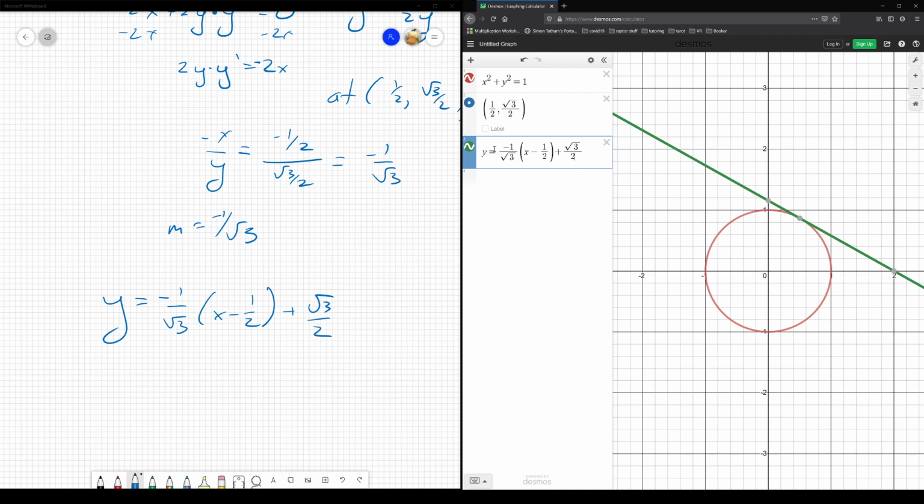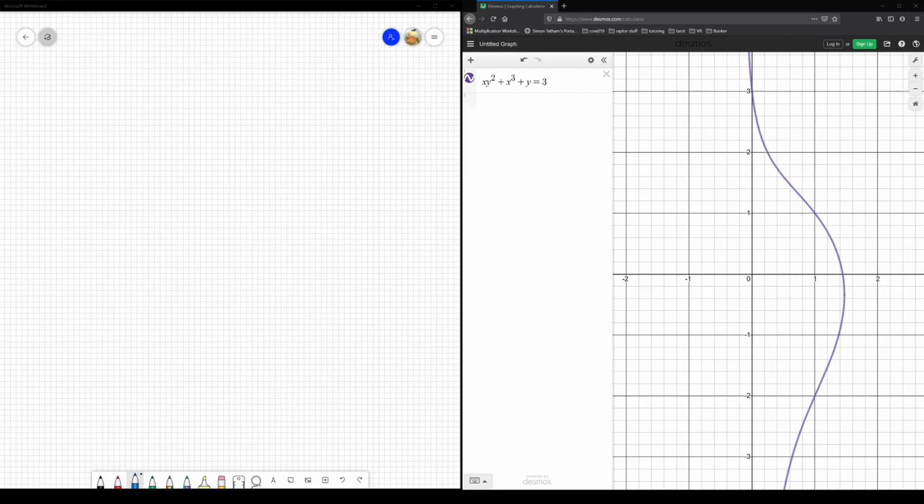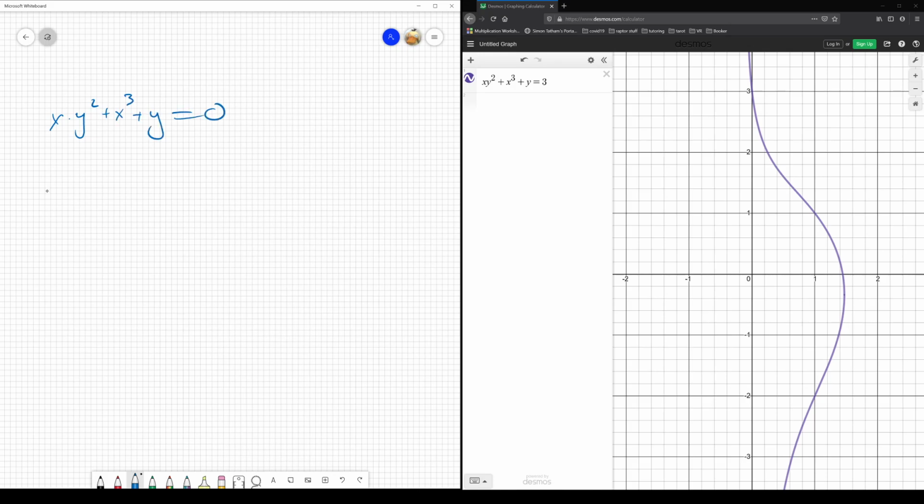So typically when we do this, I'm not going to do it with the explicit redefining of y as f of x. So let's try a different one. I made up a new function here: x times y squared plus x cubed plus y equals 0, and I want to find y prime.